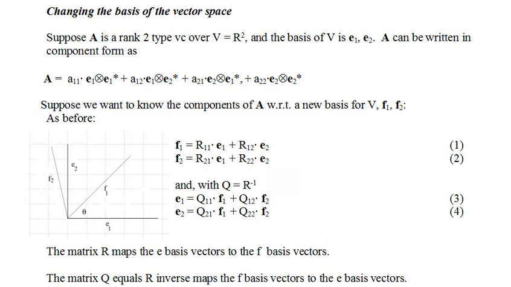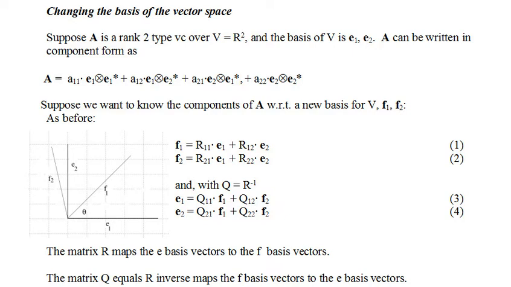Suppose V is R2 with the usual Cartesian basis E1 and E2, and A is a rank 2 type VC tensor with components Aij as shown. And now suppose we want to change the basis for V from E1 and E2 to another basis, F1 and F2. In the previous video on engineering tensors, we were restricted to orthonormal bases only. And now we want to remove that restriction, and the F basis is not required to be orthonormal. The old and new basis vectors are shown in the diagram.